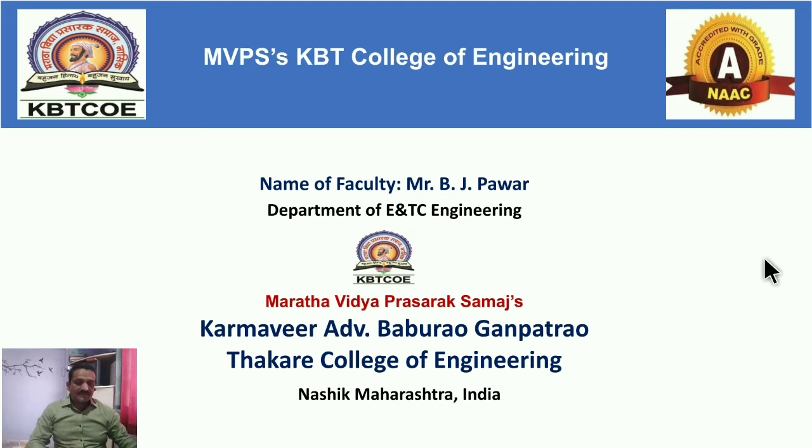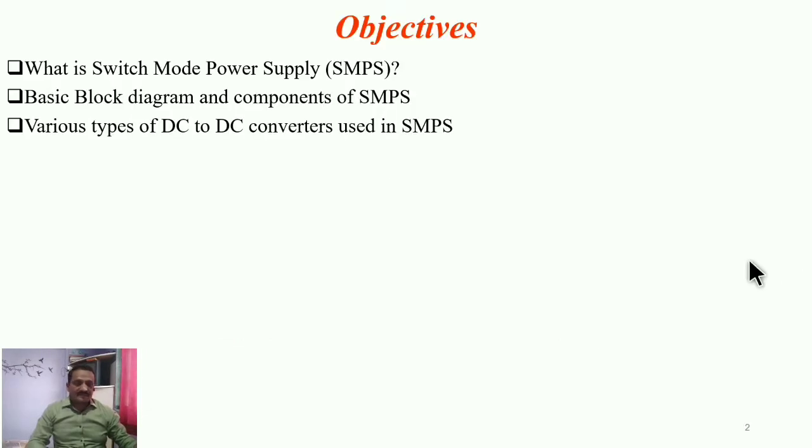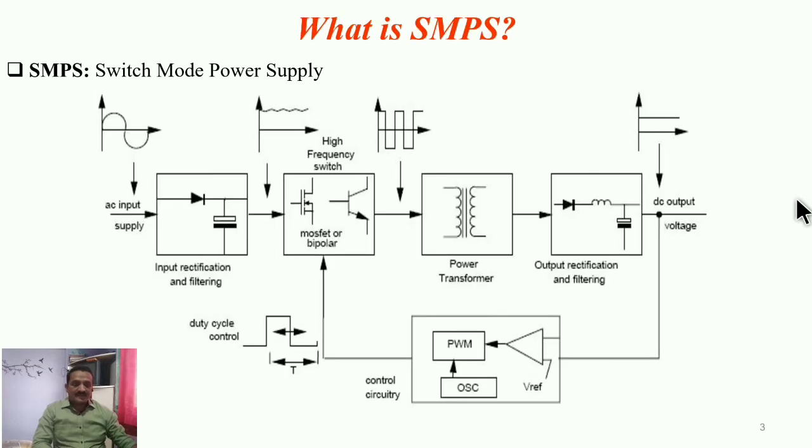Today we will go on to discuss another type of DC regulated power supply, and that is your first assignment, that is SMPS. The objective of this session is to understand what is meant by switch mode power supply, that is SMPS, its basic block diagram and the basic components used in that SMPS, and the various types of DC to DC converters which are preferred while designing and developing that SMPS.